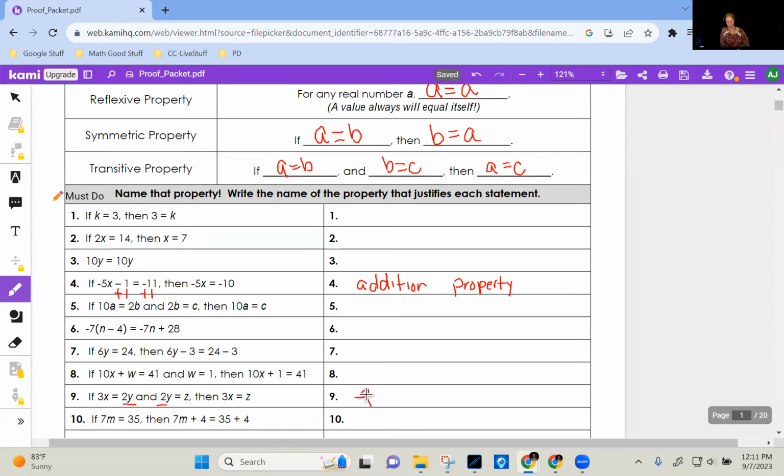I messed up. I'm going to Control Z. There we go. I'll write this in nicer handwriting. Oh my God. Okay. Transitive property. Nice handwriting.